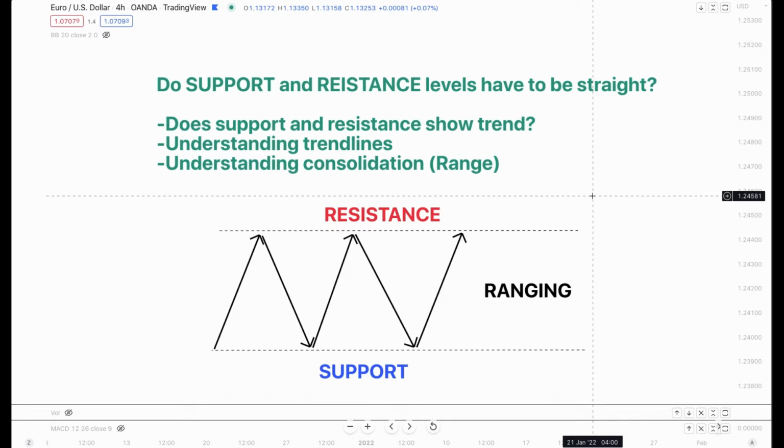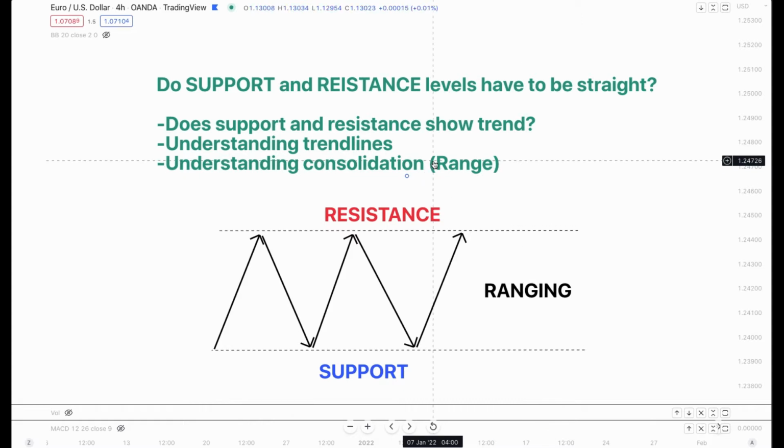Today's video is going to be super interesting as we start to move in a sort of trending direction with support and resistance to show how trend forms, understanding trend lines, and what is consolidation.